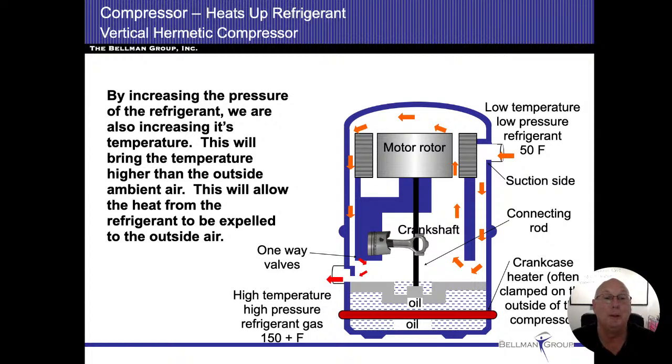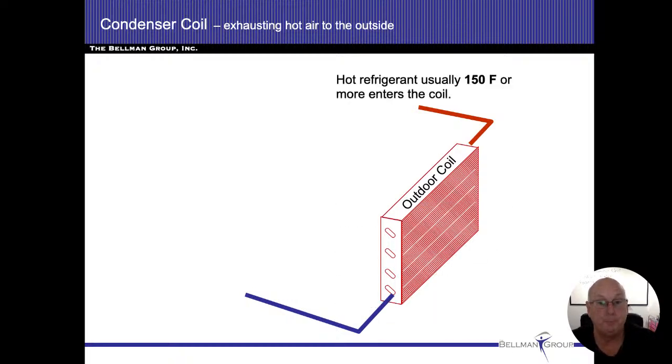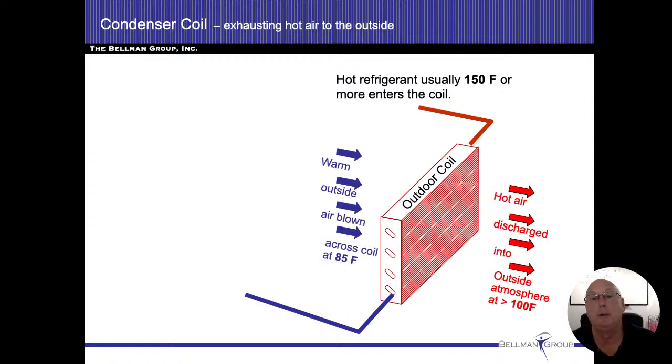Now it's warmer than what it is outside, and this compressor is located in the outside compressor cabinet or condensing cabinet. It has a couple different names, but it's really the same thing. As it leaves there, it's 150 degrees, warmer than the outside air. So as we run it through all the coils and the same fins that are outside, we're going to start discharging heat to the outdoors. It comes in at 150, here we're saying it's 85 outside. The outside air is going to probably go up about 15 degrees.